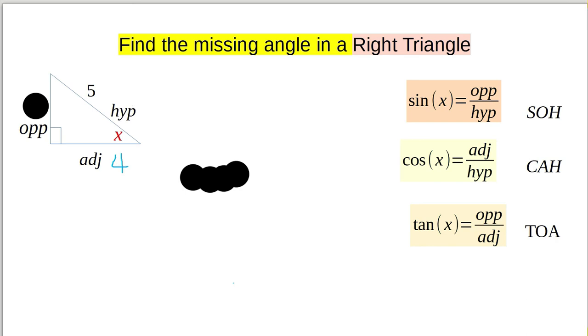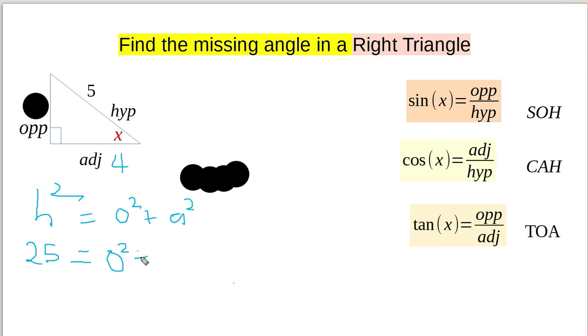Pythagoras Theorem says that the hypotenuse squared is equal to the opposite squared plus the adjacent squared. So I represent it by h squared is equal to o squared plus a squared. In our case here, we have the hypotenuse to be 5. So 5 squared is 25. It's equal to the opposite side, that's what we are looking for, so we leave it as it is.